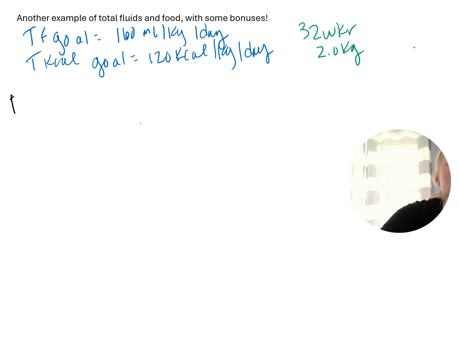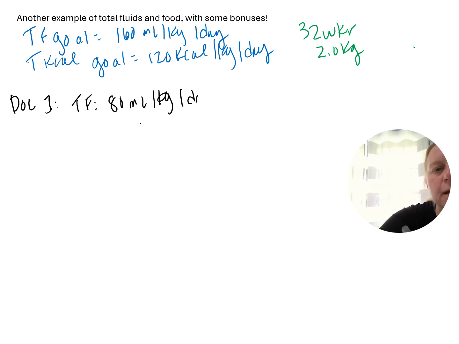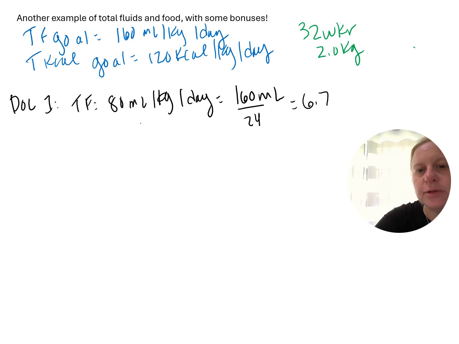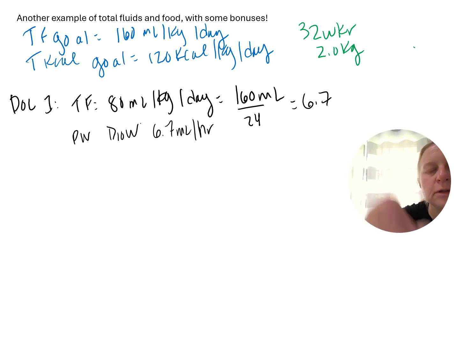So day of life 1, which is considered admission day, we are going to have a total fluid goal of 80 per kilo per day. Now remember, that's 160 mils, but we don't run it in that, and so we need to divide that by 24, and we're going to get a rate of 6.7. So we're going to have a PIV that's running D10W at 6.7 mils per hour. Beautiful, right? Everything's going great.